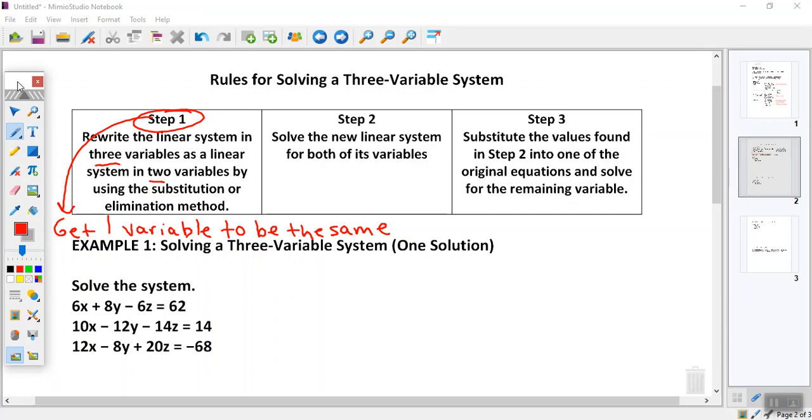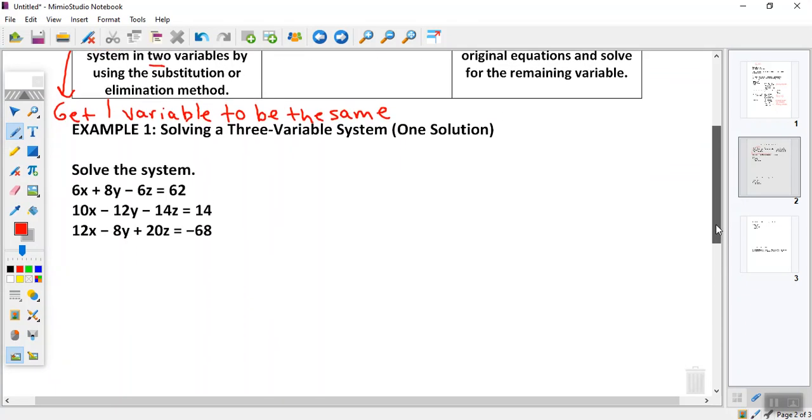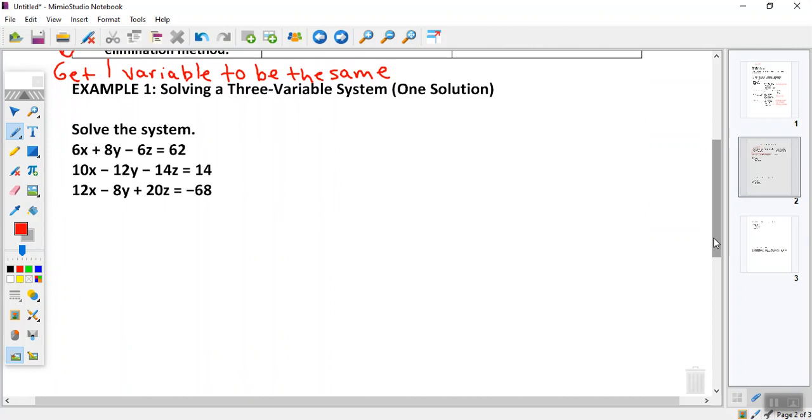In my example 1, it says the following. It says solve a three variable system. In this case, I'm telling you there will be a what? Solution. Now you guys might want to have a calculator out to be punching these numbers in because I'm going to need your help. All right.